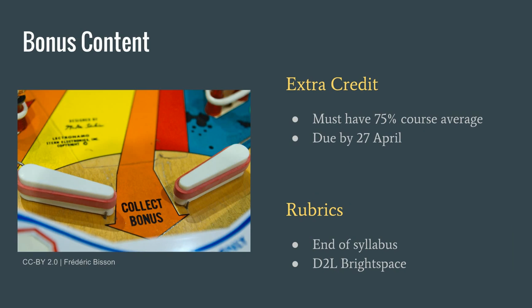So a couple of bonuses, and then we're going to wrap it up. There is extra credit. You can check the syllabus about what it's for, but you must have at least a 75% course average. It's all due by the 27th of April. Okay? Extra credit is extra, so you have to already kind of be doing okay in the class before you get more credit.